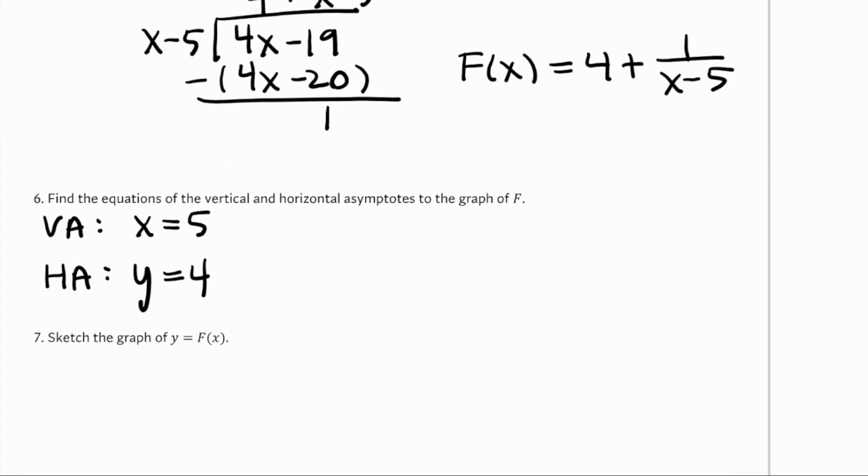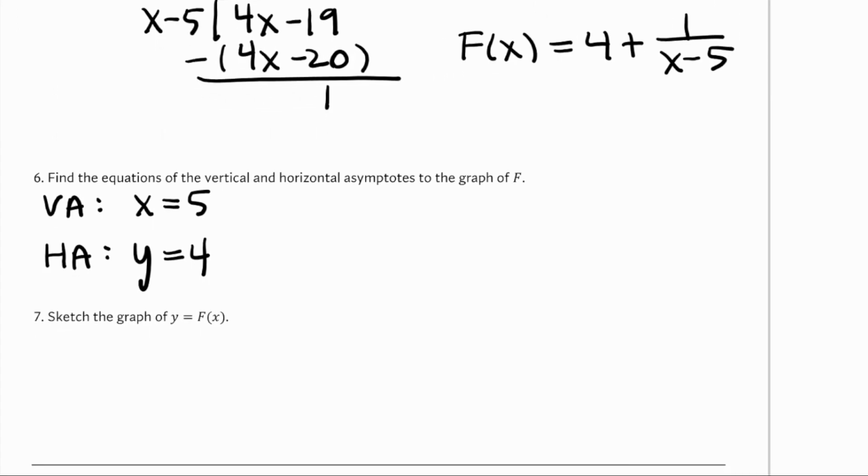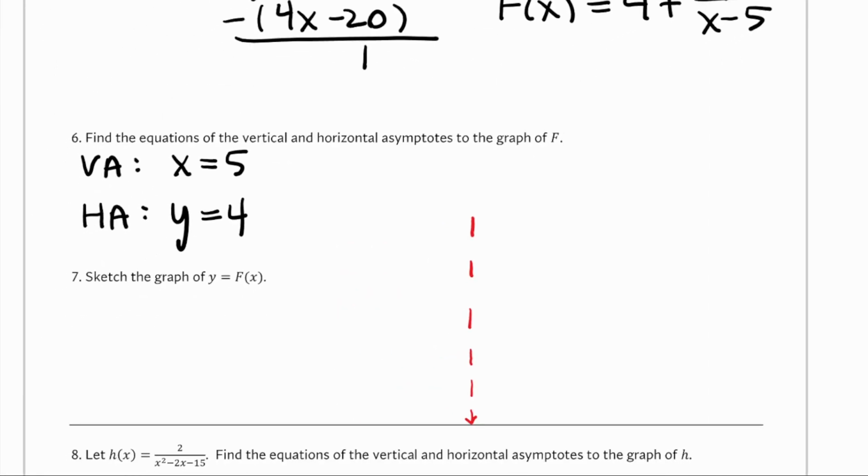Okay, and then sketch the graph of y equals f of x. So if I've got 4 plus 1 over x minus 5, I just mentioned the horizontal and vertical asymptotes. Maybe I'll sketch this one a little bigger and hope it works out better for me. Sketches lately have not been great. Alright, so that's y equals 4. This is going to be x equals 5. I'm going to use a thicker pen and see what happens.